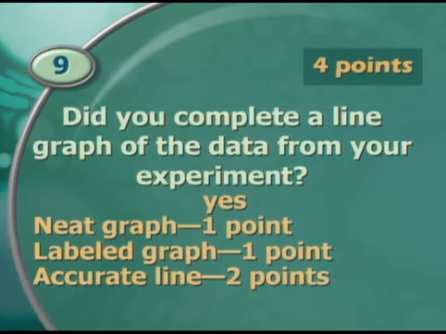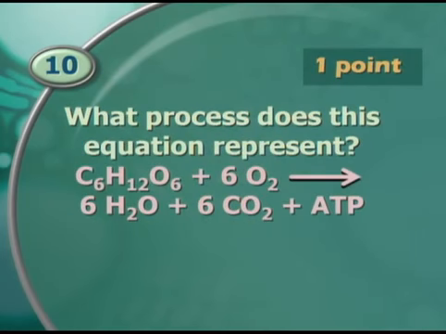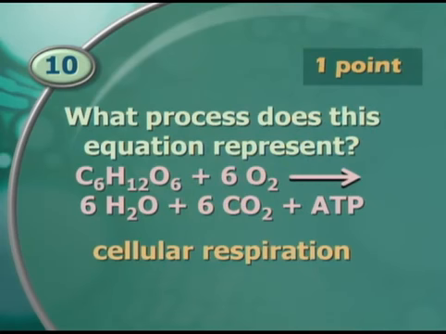Okay, question number 10. What process does this equation represent? That is cellular respiration. What clues you in? Well, if you look at it there, we've got C6H12O6. That's glucose on the left side, and oxygen, breaking it down, releasing that ATP, the usable energy for the cell. That lets you know it's cellular respiration producing that usable energy.